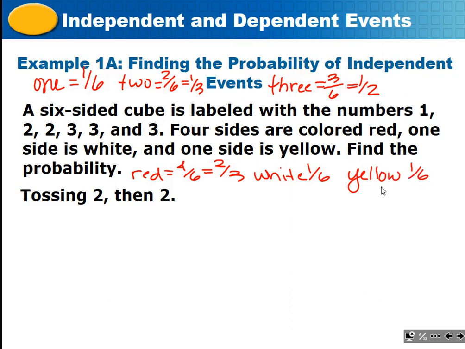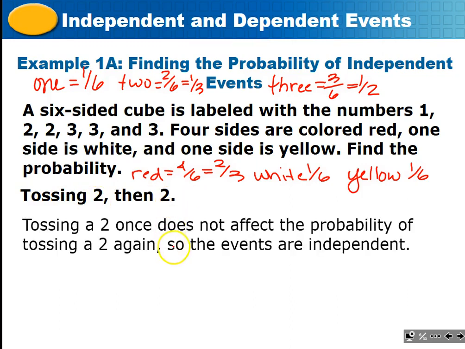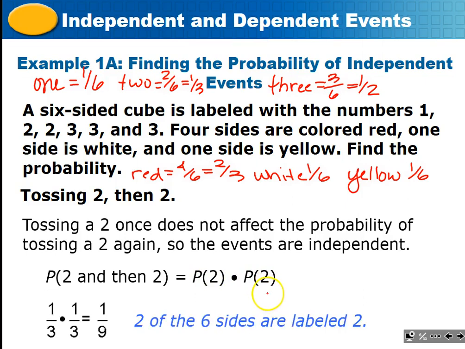Okay, so this problem says, what is the probability that I toss a 2 and then another 2? Up there at the top, I see that we have 1/3. So I'm going to multiply 1/3, that would be my first tossing of a 2, and then I have a 2 again. Tossing 2 once does not affect the probability of tossing 2 again, so the events are independent. So I have the probability of 2 and then 2, so I multiply the probability of 2 times the probability of 2. That's going to give me 1/3 times 1/3.